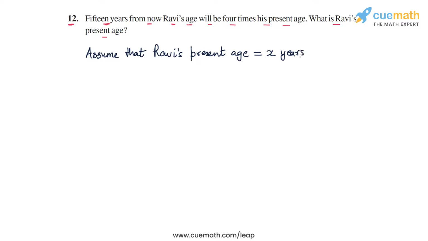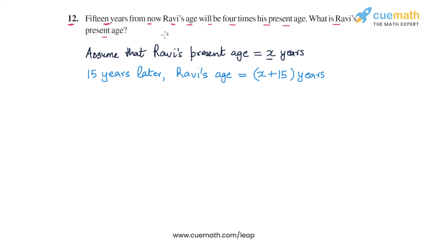Now, what will be Ravi's age 15 years from now? So if today his age is X years, then 15 years later his age will be X plus 15 years. So 15 years from now, Ravi's age can be written in terms of X as X plus 15 years.